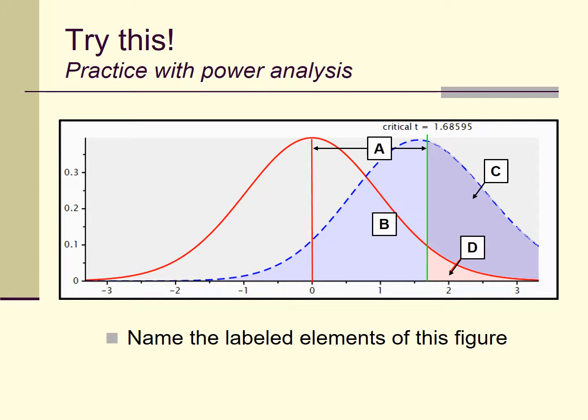Okay, just to warm yourself up, last time I talked a lot about power analysis. Here is a graph from G-Power, of course, looking at a simple one-tailed t-test. And I've got some different regions of the graph labeled A, B, C, D. Practice or test your understanding by trying to name the labeled elements in this figure.